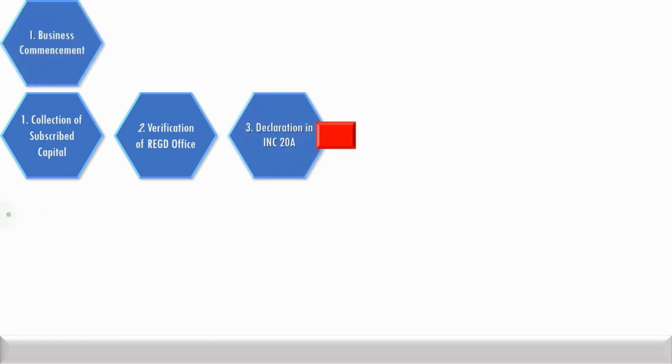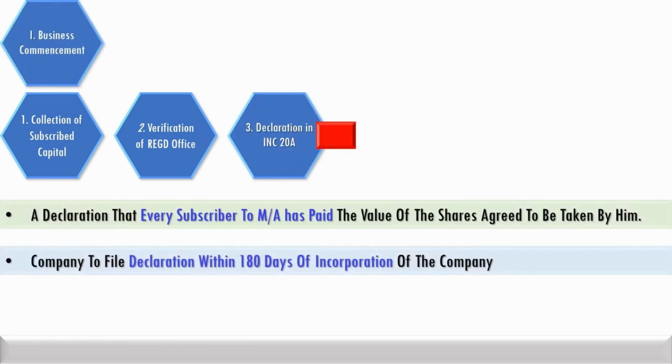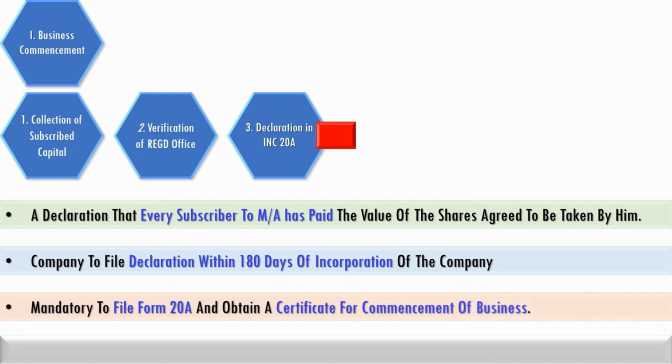Company is required to file within 180 days of incorporation Form INC 20A confirming that every subscriber to memorandum has paid the value of shares agreed to be taken by him, and this is essential to obtain a certificate of commencement of business for a public limited company.